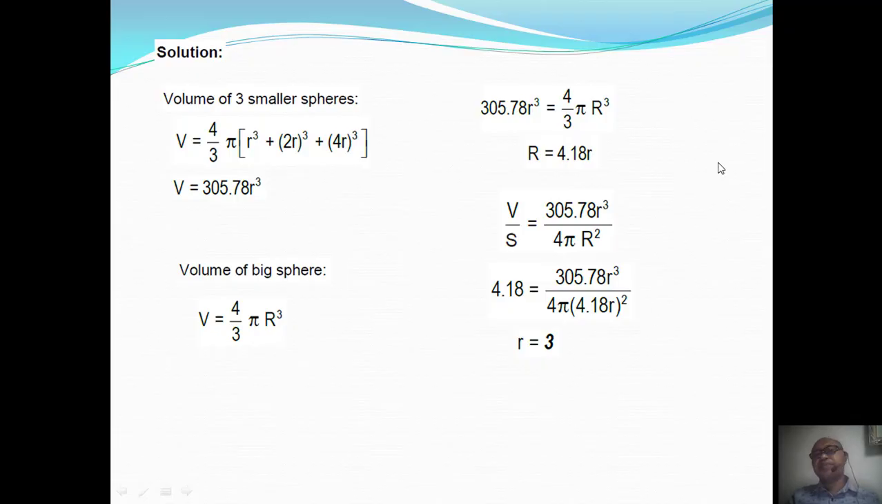Okay, so that is about the volume of the sphere. Okay, another problem we have here.